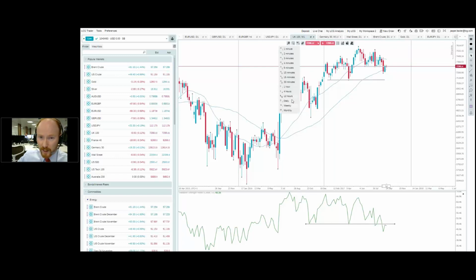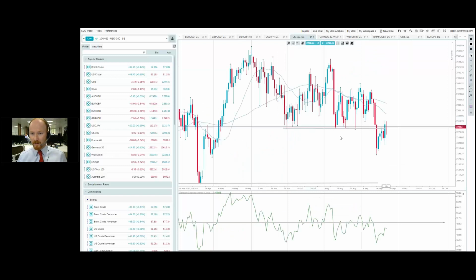So if I do drop down to the daily chart, again you can see we had that bullish engulfing candle. It would be, if it was at the bottom of the trend. Obviously it sort of is. So it pushed us neatly into that 7300 region, and we're oscillating around there at the moment.